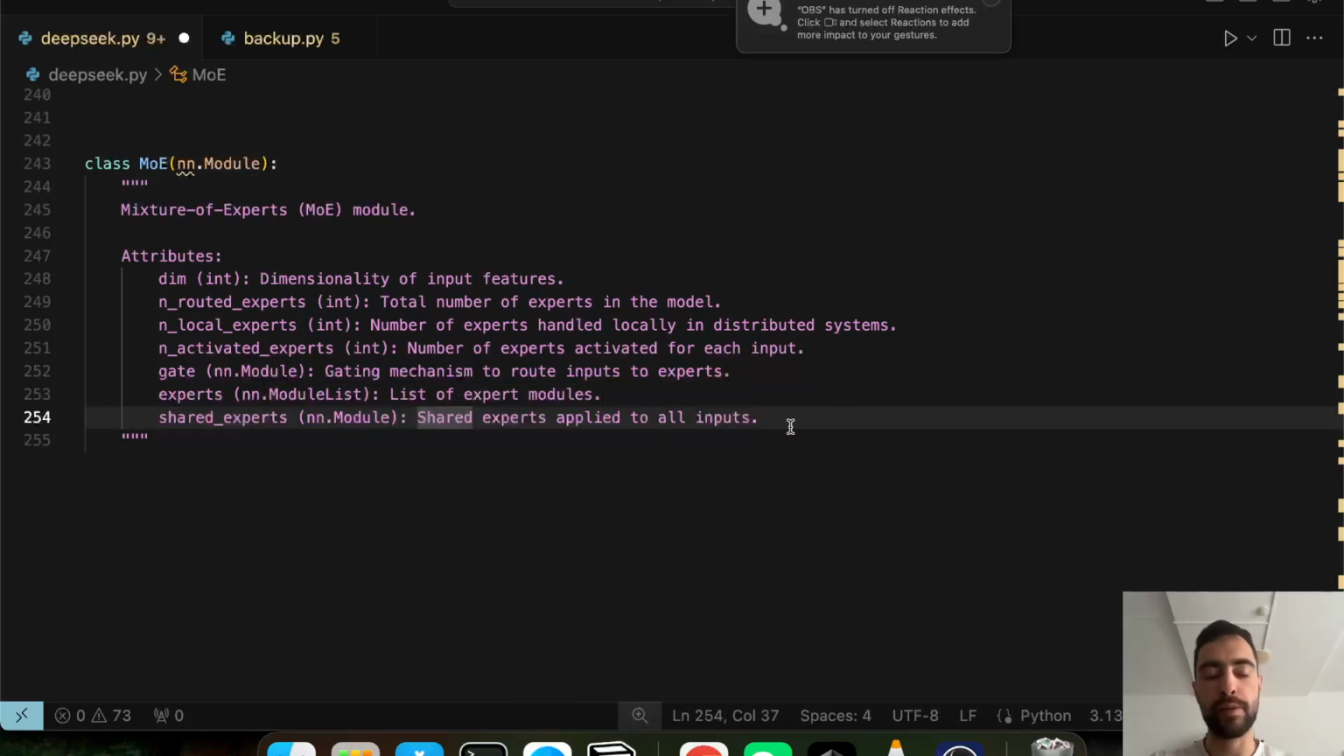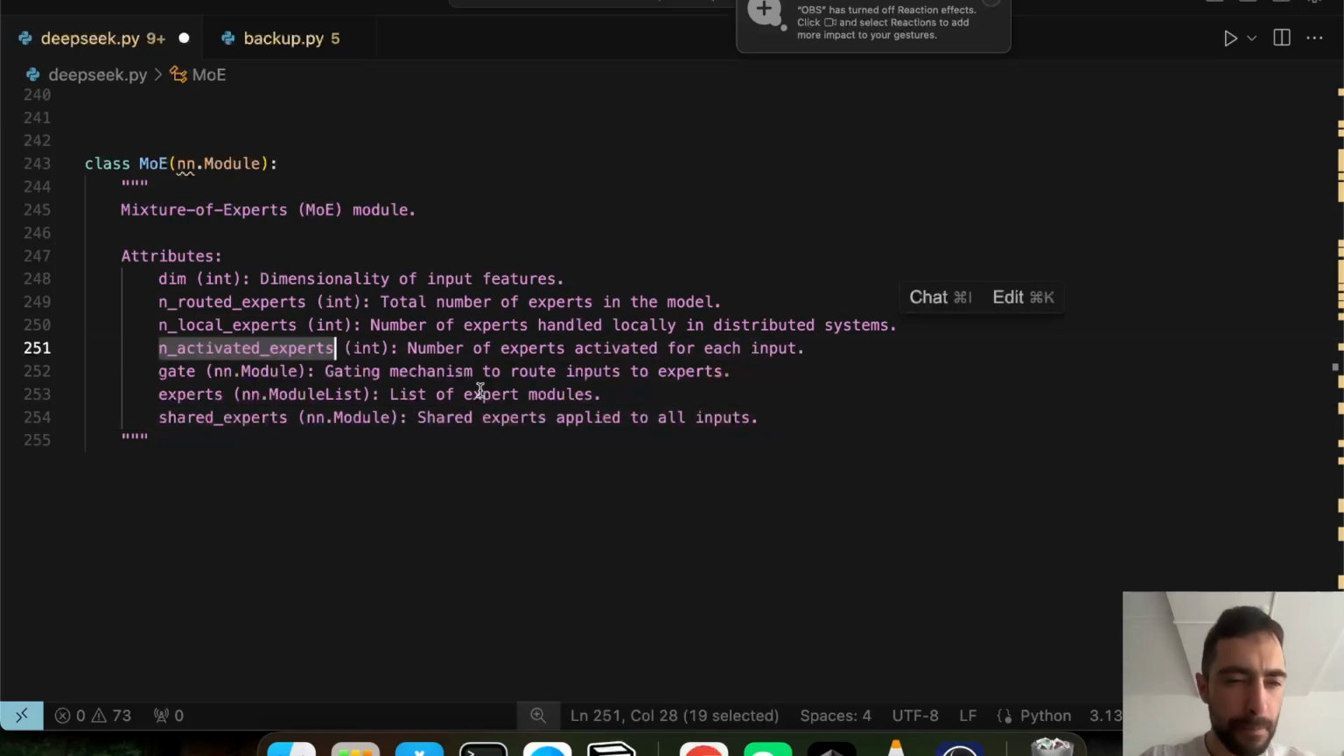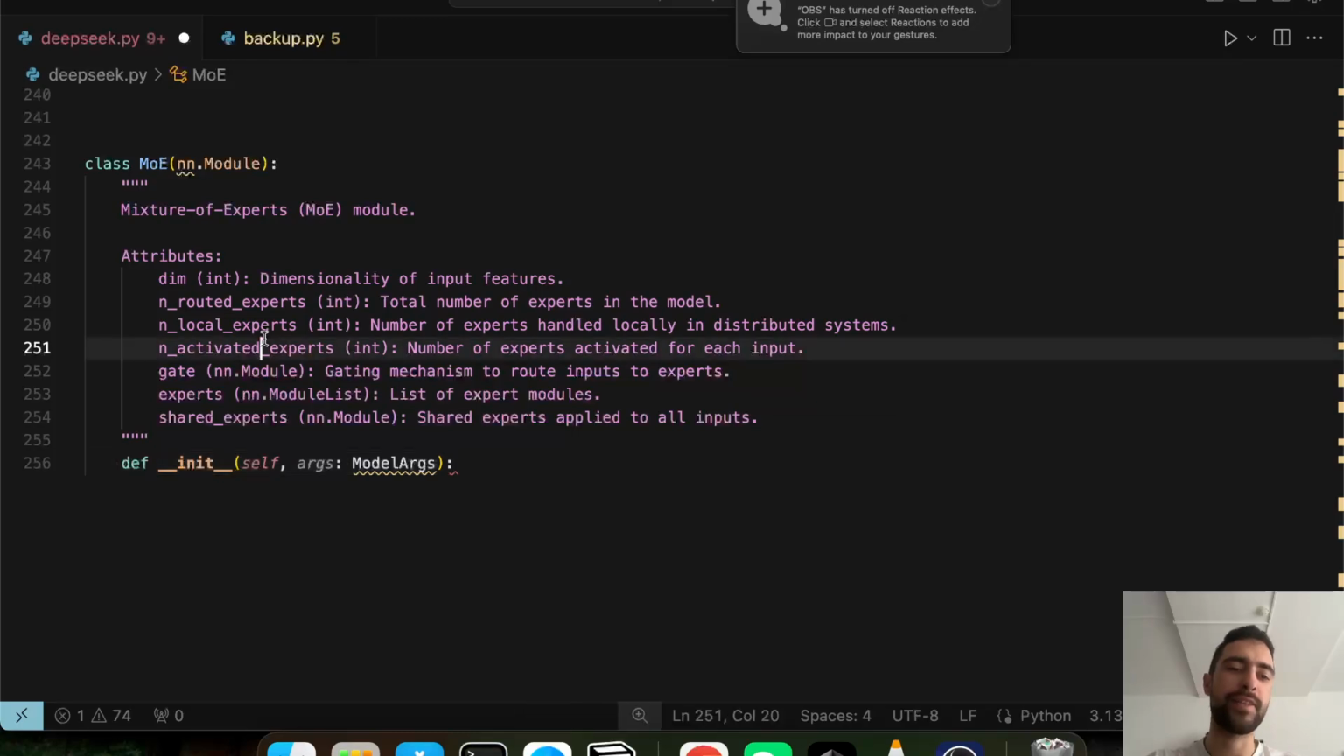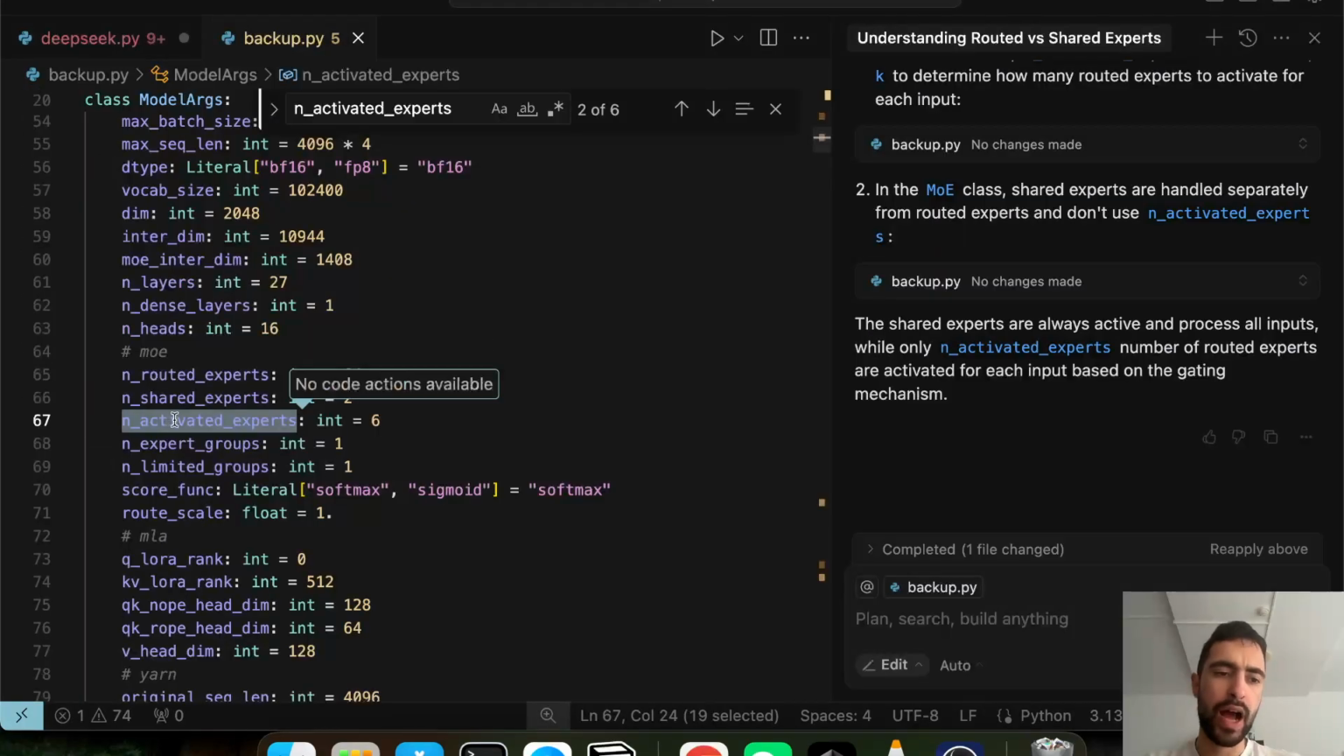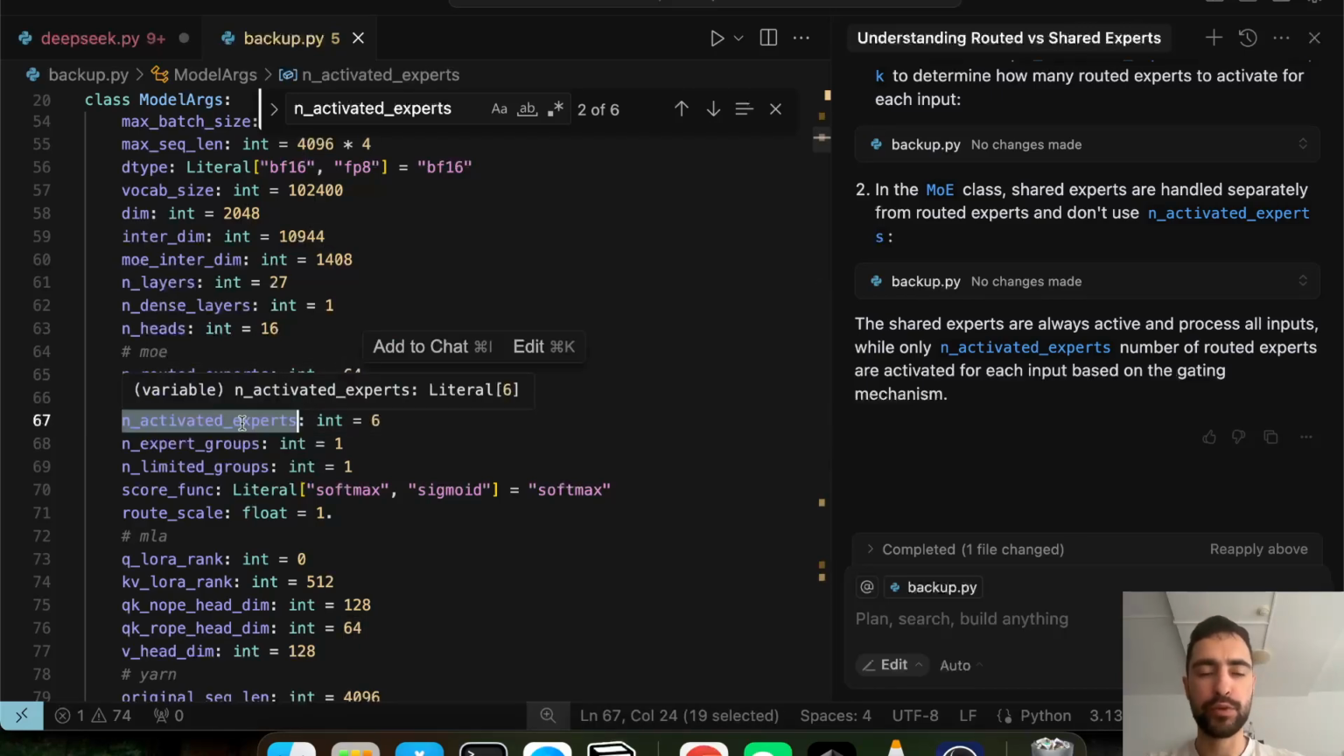I think we will define these in the init, and we'll still see what this n activated experts is. I think n activated experts is how many out of the routed experts are selected. So we have in total 64 and we select 6. We select the number of activated experts. But we'll confirm this later while we code as well.